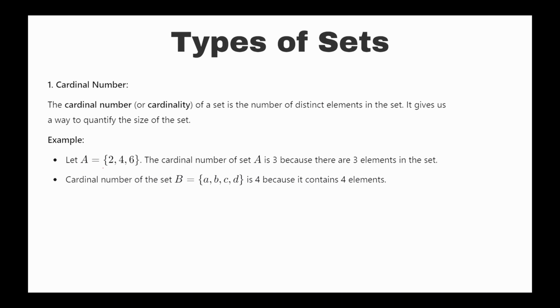That means if A is equal to {2, 4, 3}, then what is my cardinal number for this set? It is going to be 3. And generally, how are cardinal numbers represented? We represent it with the letter n. So n of A is equal to 3. This is how we represent a cardinal number.